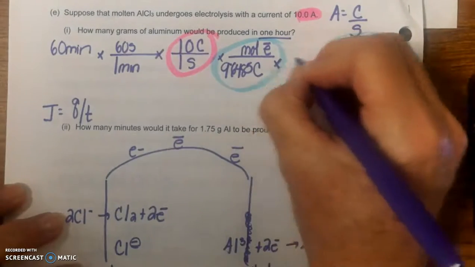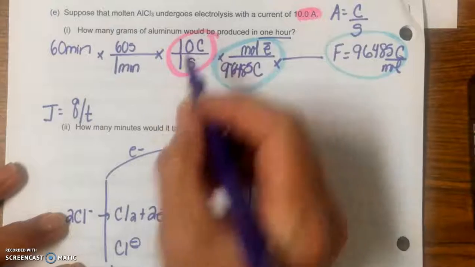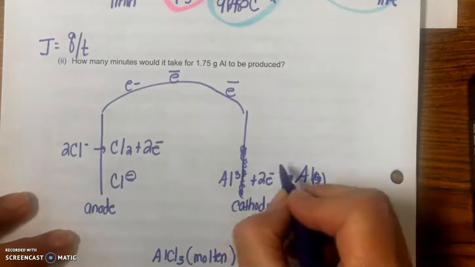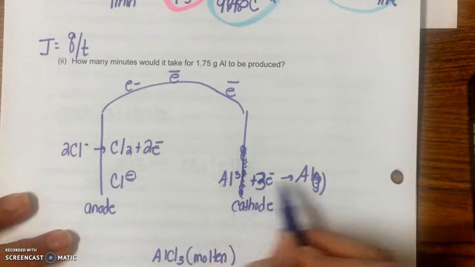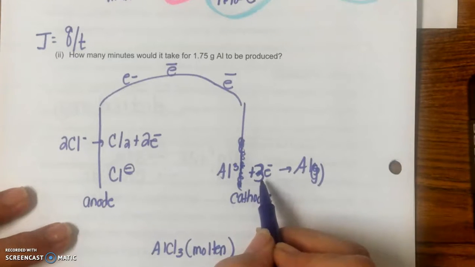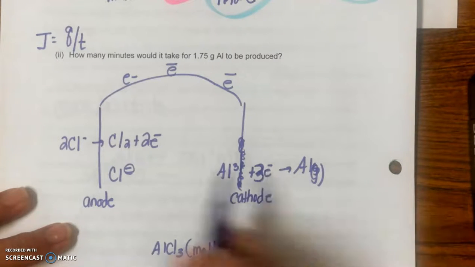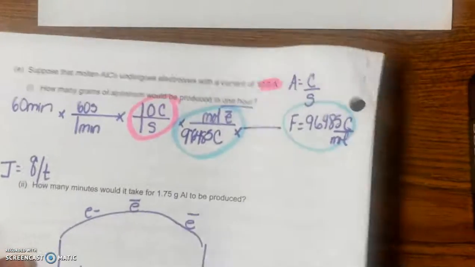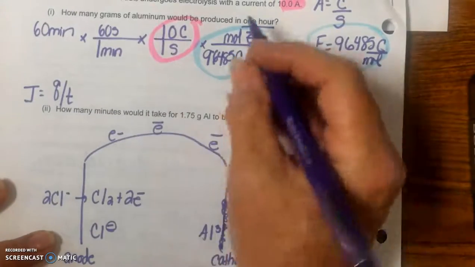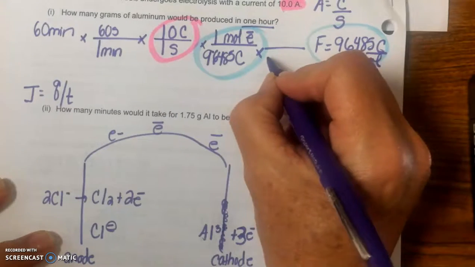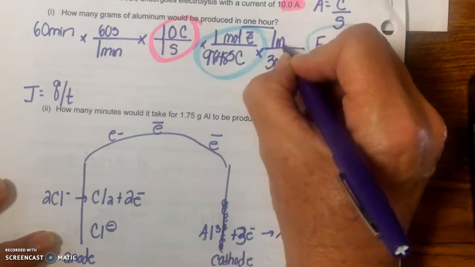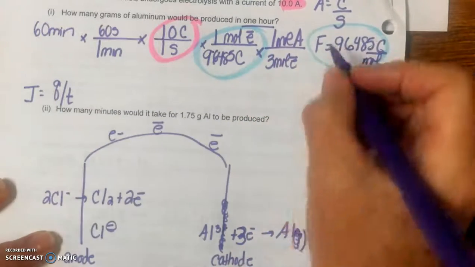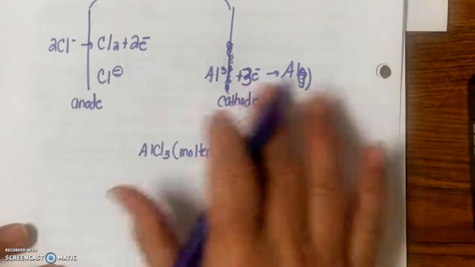Now, the next part is particularly important. Oh sorry, this should be 3 electrons, sorry about that. When I went from aluminum 3 plus to aluminum, how many moles of electrons did I use? In this case, with the metal, I used 3 moles. So that means 3 moles of electrons for every 1 mole of aluminum that I make, right? Because that is what I did here.